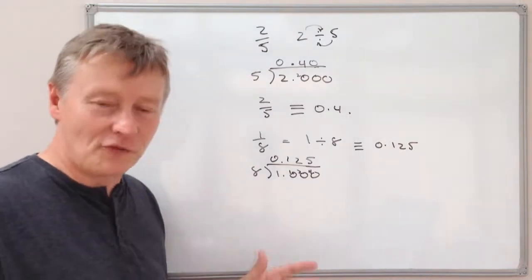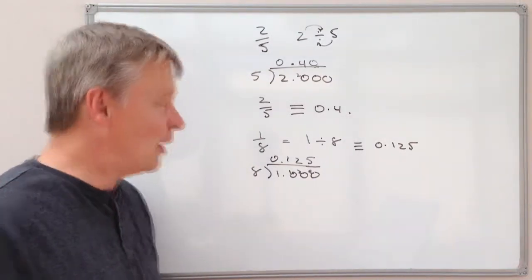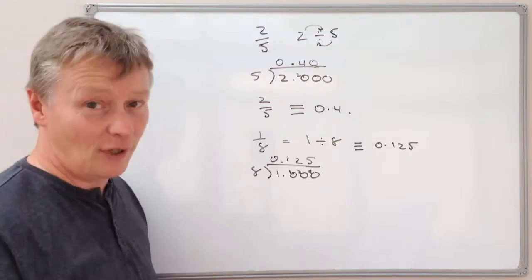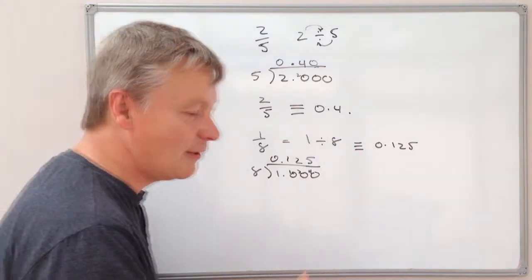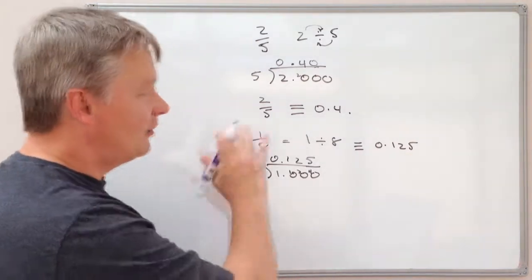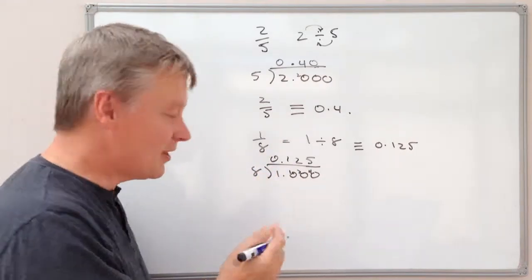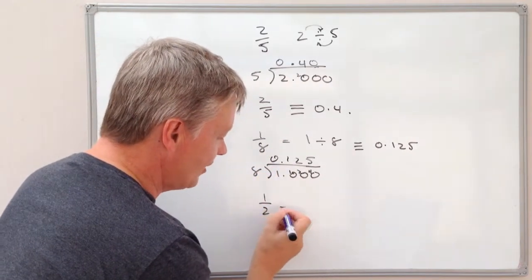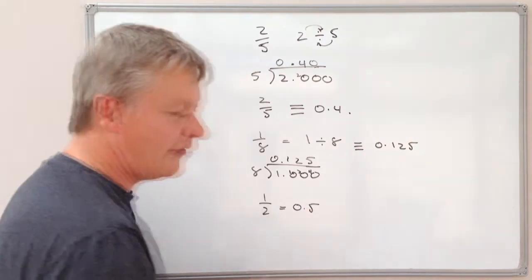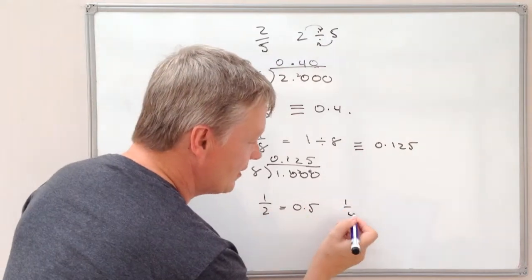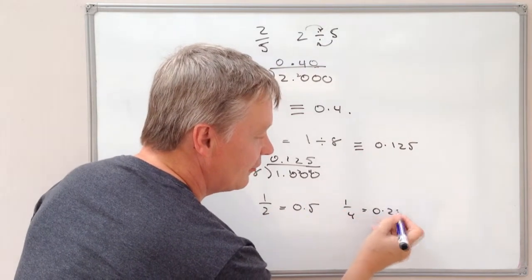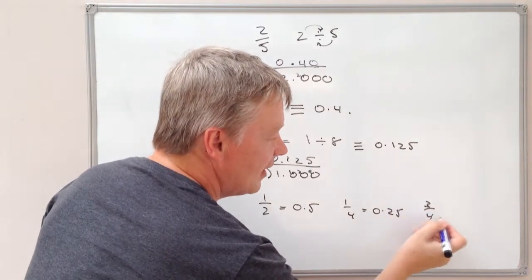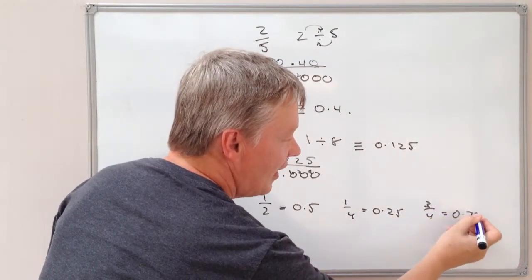There's a couple of useful ones that are great to remember. Apart from 1/8, the things to remember in terms of not having to calculate them every time is a half is the same as 0.5. A quarter is the same as 0.25. 3/4 is the same as 0.75.